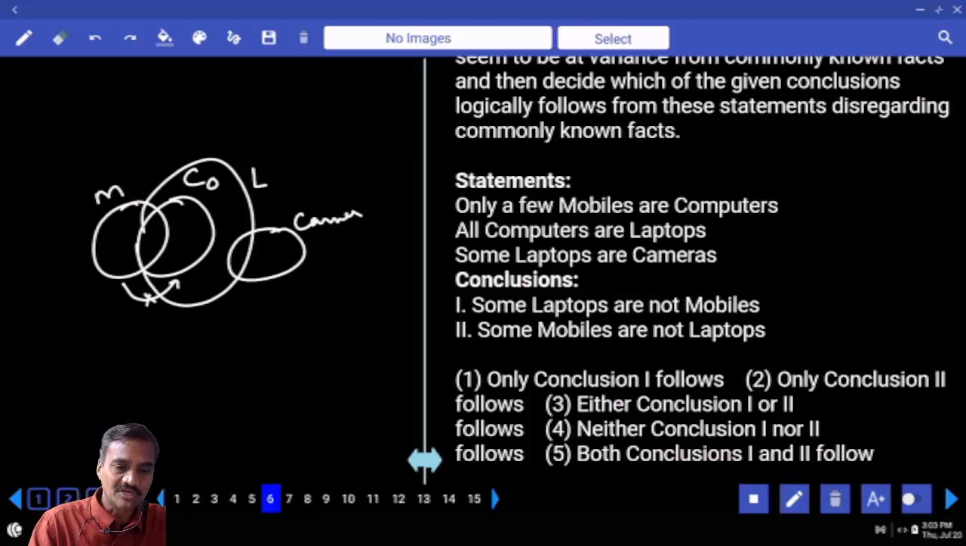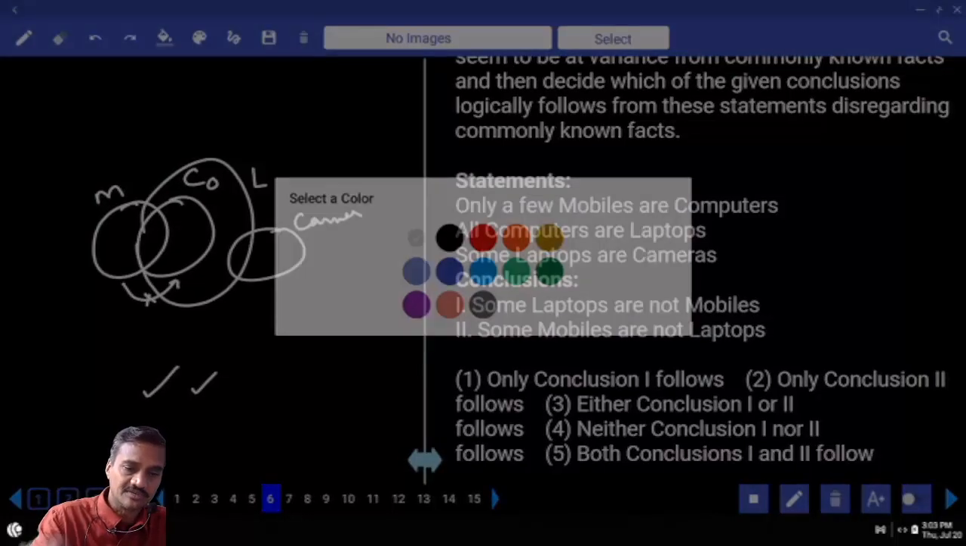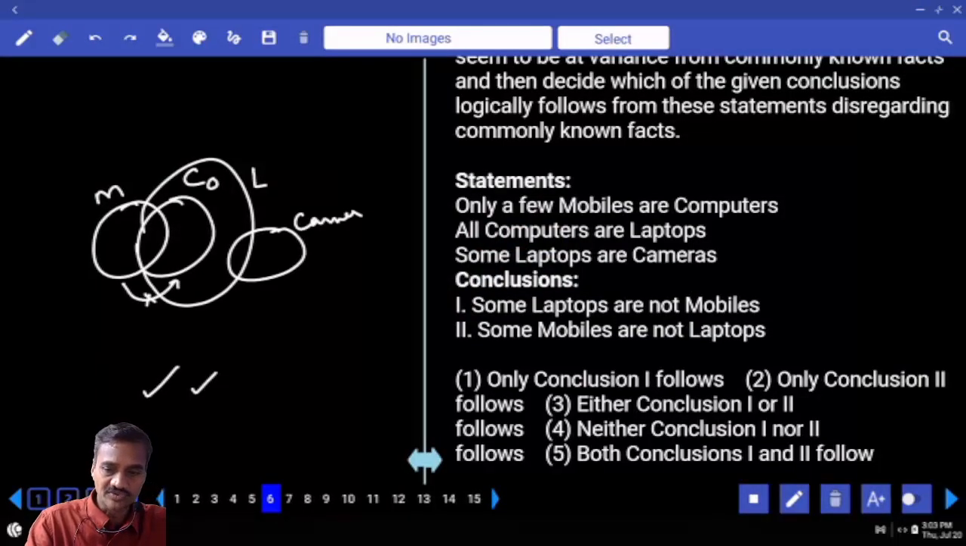Some laptops are not mobile, that is definitely true. Some mobiles are not laptops, that is also true. Now both the conclusions are true as of now in the basic diagram. Then to make this one false, I need to prove all laptops are mobiles. This entire laptop is a part of this mobile.